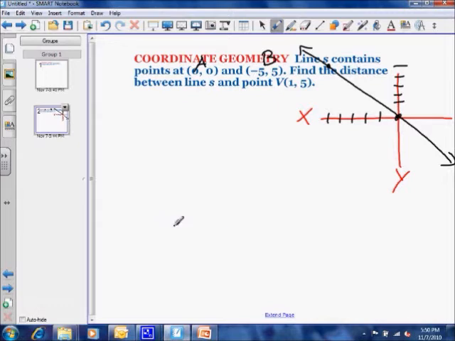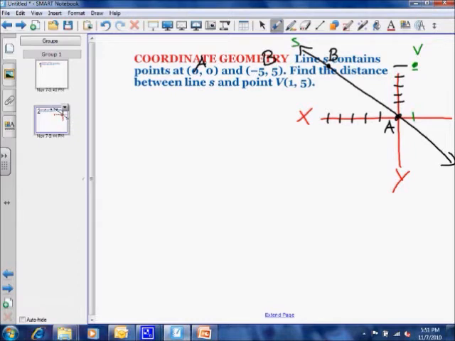And then what we have is point V. Again, this was A, this was B. We have point V at (1, 5), so we have 1 over, up 5, here. What we need to do is find the distance from point V all the way to line S, which was this line here.